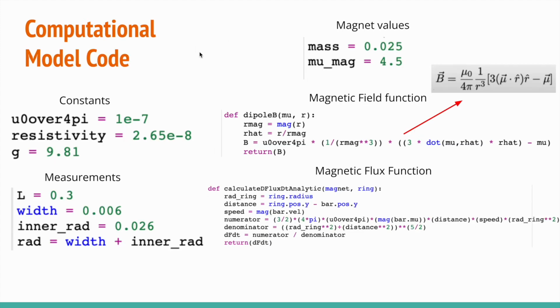So moving on to the computational model, here is some of my code. First, I inputted the constants, and then inputted some of the measurements of the aluminum foil, like its length, width, and inner radius, and then the magnet values, like its mass and its dipole moment. And then I created a function for the magnetic field, shown here, which utilizes the Biot-Savart formula, and then created another function for the magnetic flux.